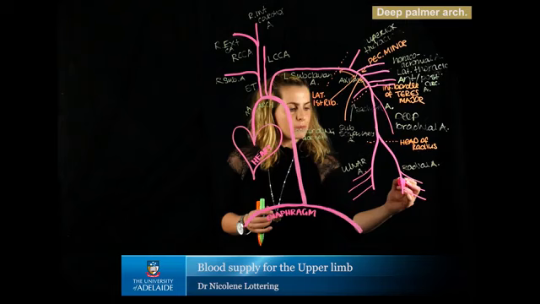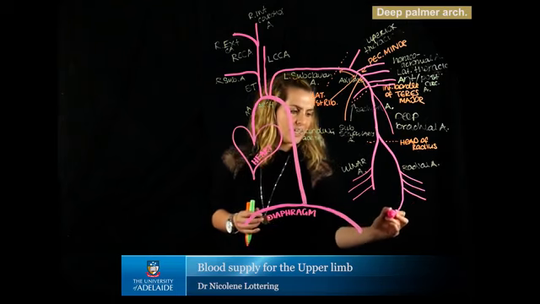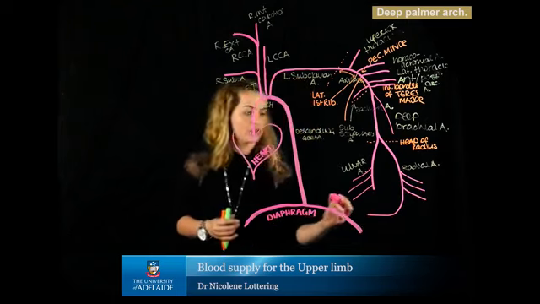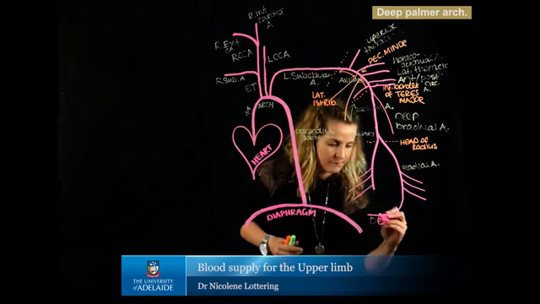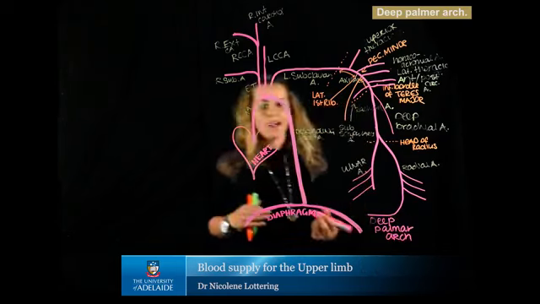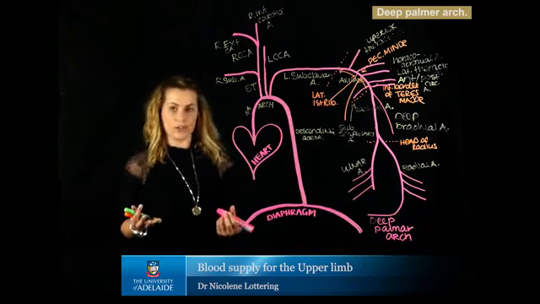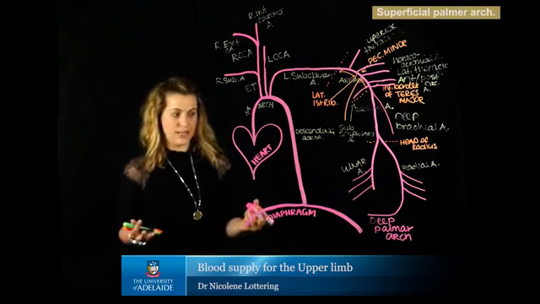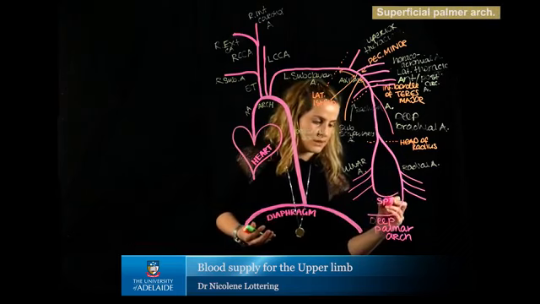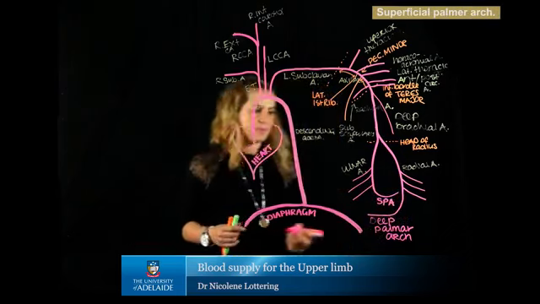The deep palmar arch is actually going to be the termination of the radial artery. So I'll write this in here. And then the termination of the ulnar artery is going to be the superficial palmar arch. So I'm just going to write it as the abbreviation.